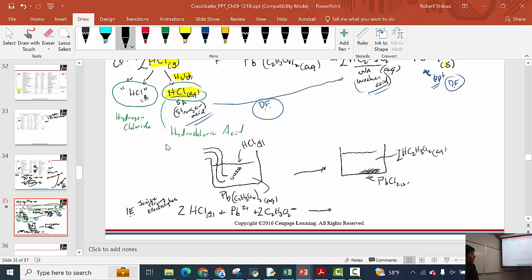And then let's look over at the product. PbCl2. Is that a strong acid? No. Is that a strong base? No. Is it a soluble salt? PbCl2 is not a soluble salt. It's an insoluble salt. So if it's not one of those 3, just leave as is. And so we're going to leave that as is. Plus 2 acetic acids. Acetic acid, is that a strong acid? No, it's a weak acid. If it's a weak acid, just leave it as is.